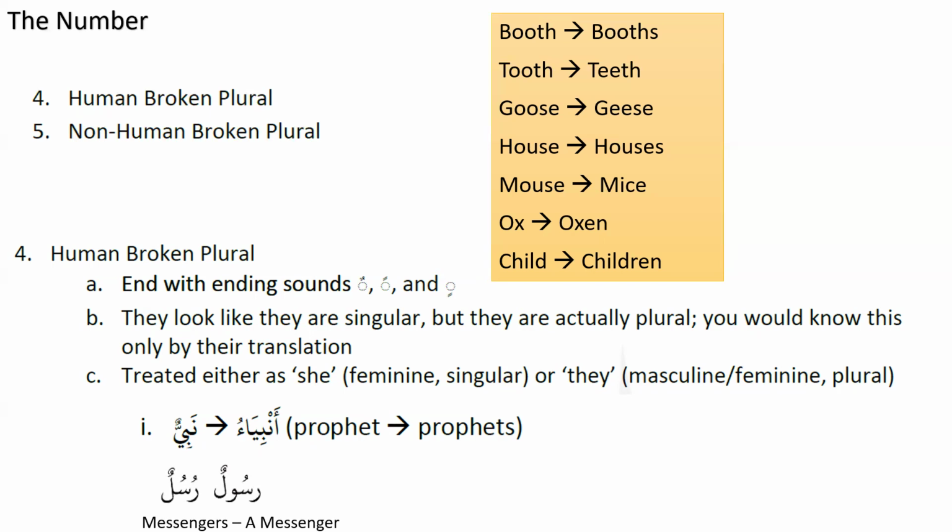Let's look at another example. Rasul, okay? The word Rasul means messenger. But Rusul means messengers, more than one messenger. But this word itself, you treat it as singular and feminine. Although they are biologically not feminine, the word itself could be singular and feminine. It could also mean masculine and plural also. No problem, both. For human broken plural, two things can happen.